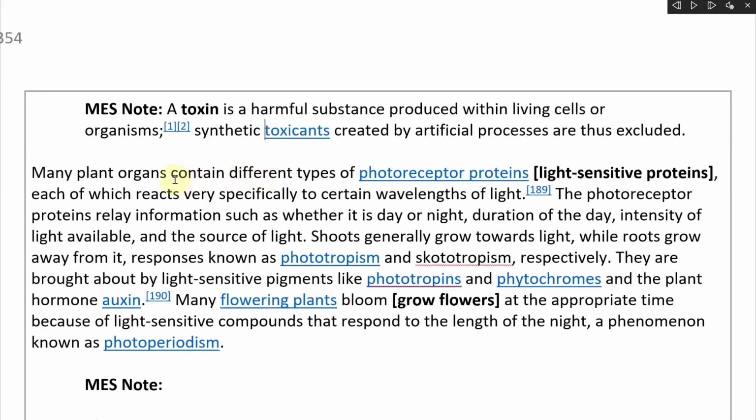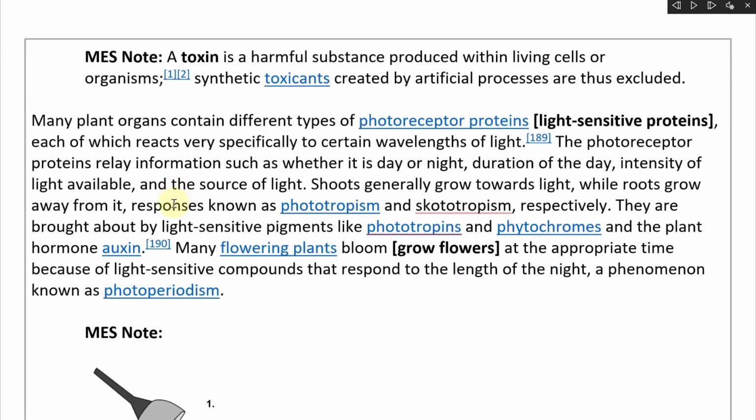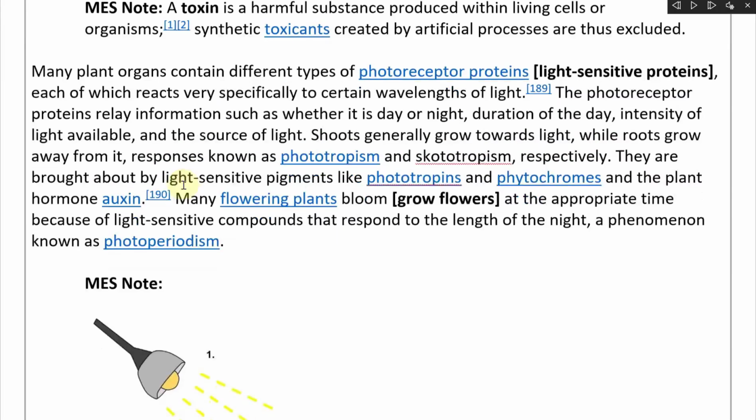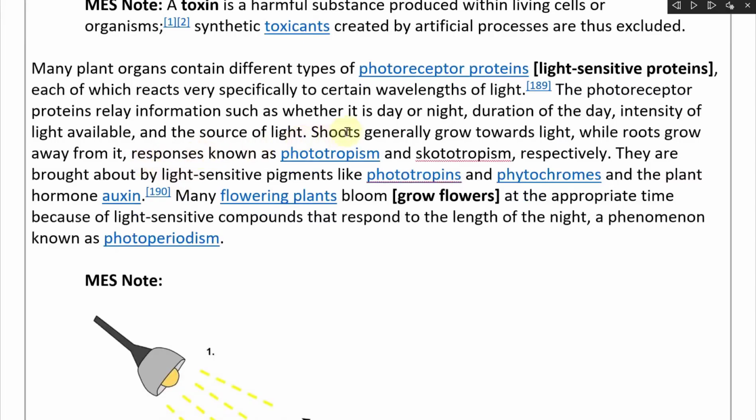Many plant organs contain different types of photoreceptor proteins, which are light-sensitive proteins, each of which reacts very specifically to certain wavelengths of light. The photoreceptor proteins relay information such as whether it is day or night, duration of the day, intensity of light available, and the source of light. Shoots generally grow towards light while roots grow away from it, in responses known as phototropism and skototropism, respectively.